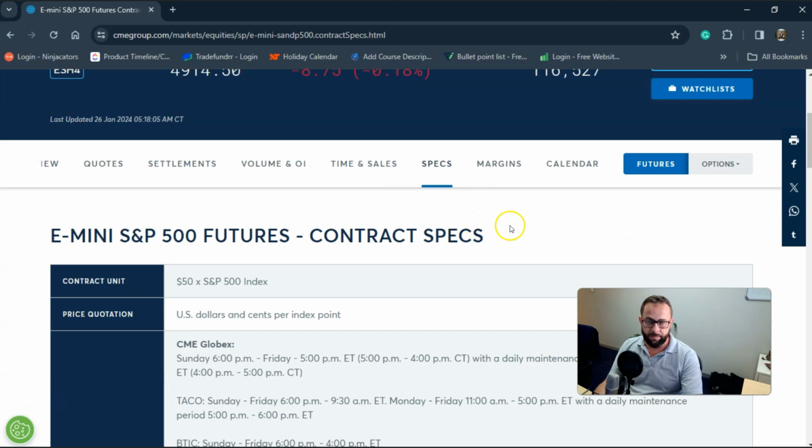This is very important to know, especially from a risk perspective, what the specifications are for these contracts on both the E-mini and the NASDAQ. The first table here refers to the contract unit. On the S&P 500 index or the E-mini, each unit is worth $50.